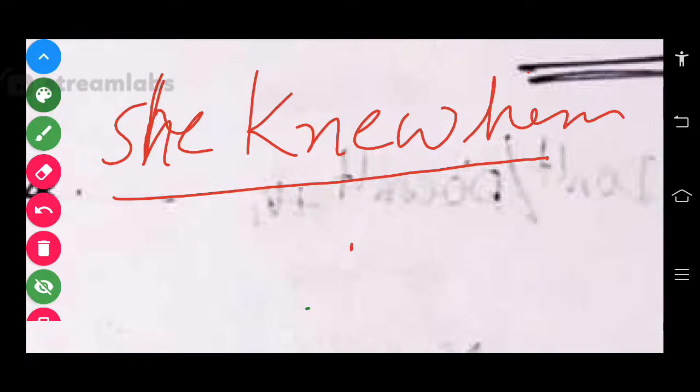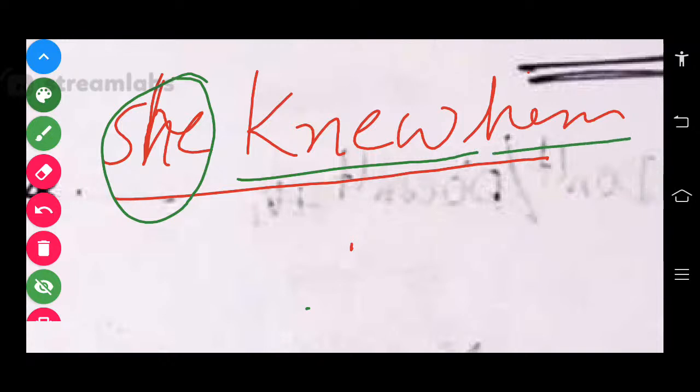In this sentence, she is the subject, knew is the verb, and him is the object. So our first rule is that it is to be started with the object. When him comes to the subject place, the objective pronoun becomes a subjective pronoun. That is why him becomes he. Next, knew is the second form of the verb.